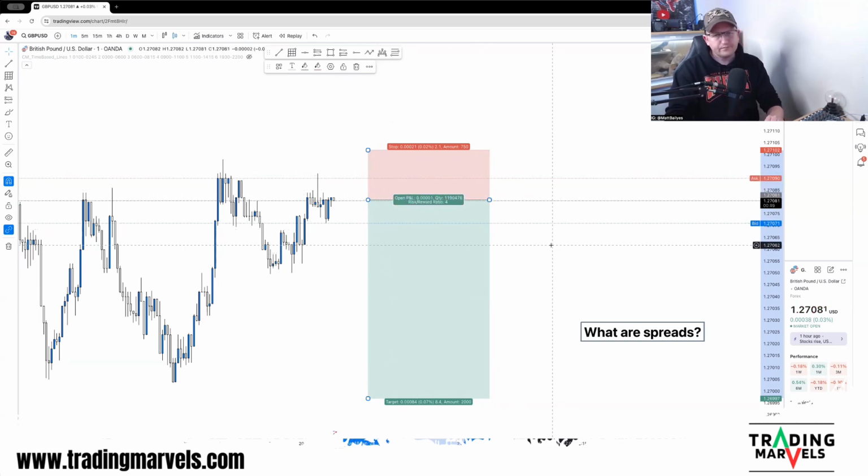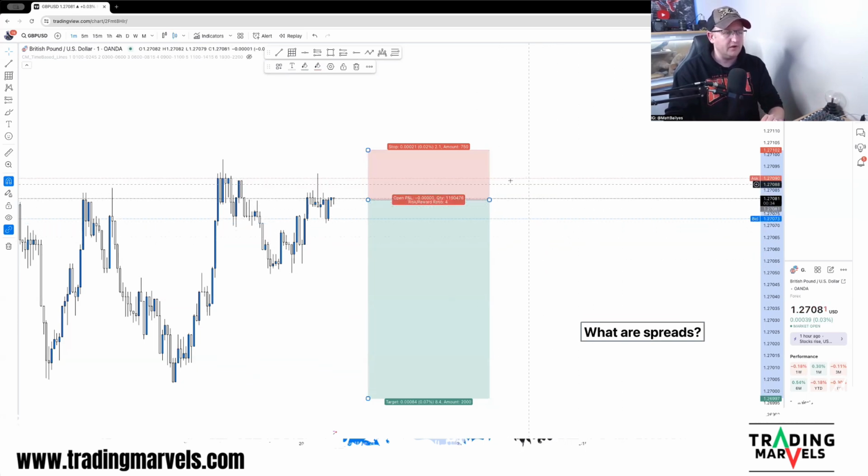Now, depending on what time of day it is or how long you open the trade for, there are loads of different factors that determine how wide the spread is, the gap between the current price and where the ask and bid price is, where the buy and sell price is. When the markets are moving quite a lot, with lots of ups and downs, moving quite quickly, the spreads are quite small. So you will get more accurate entries.